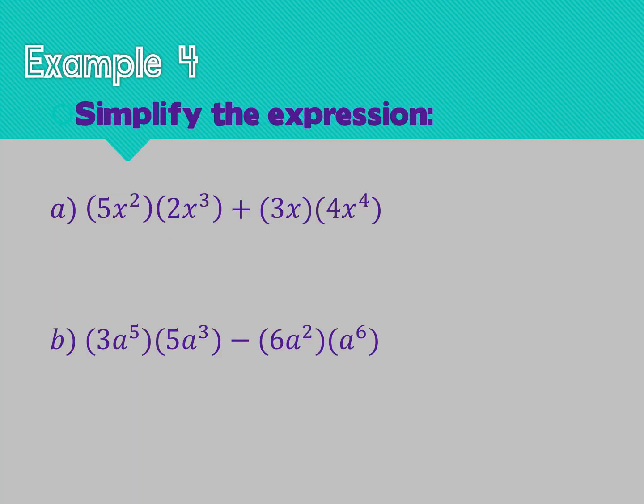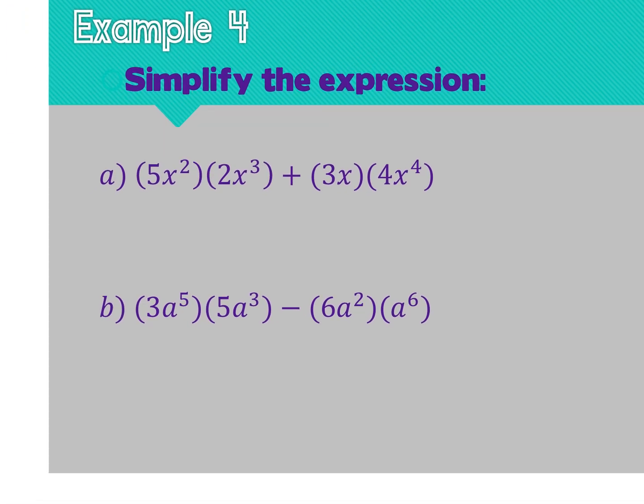More examples. Again, I'm following order of operations, so I'm going to multiply before I add. I'm going to multiply these two terms, and then these. For the first one, I multiply the coefficients. 5 times 2 is 10. And then the x's, I'm going to add those exponents. 2 plus 3, I get 5. Then I'll do the other term here. 3 times 4 is 12. And again, this x has an assumed 1, so it becomes x to the 5th.